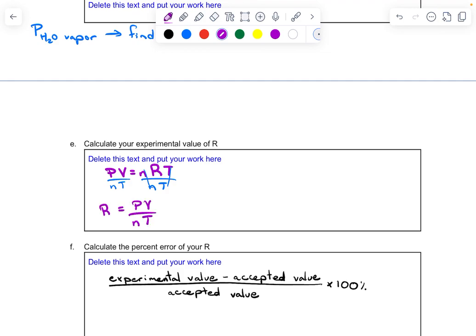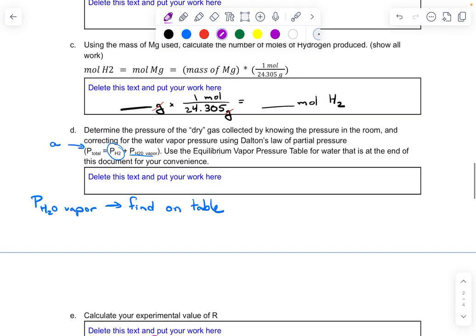Now this would be if I had total pressure and total moles. We do have a total pressure, but we don't know the total number of moles because we don't know how many of those water molecules went into the vapor phase. But we do have a partial pressure, and we just found that, and a volume, and we know the number of moles of the H2. Alrighty, so this partial pressure came from part D.